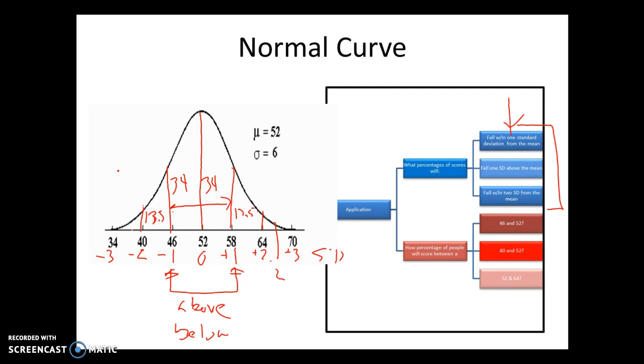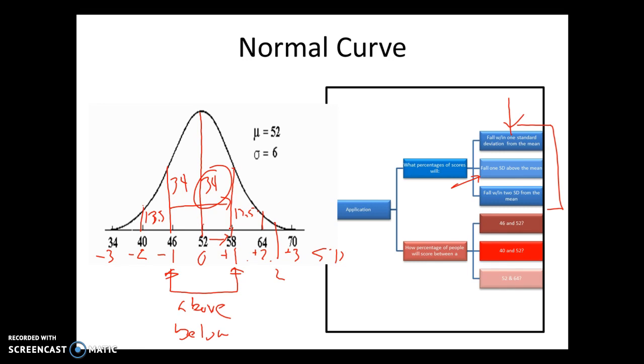The second question right here asks what percentage of scores will fall 1 standard deviation above the mean, right? So remember both of these, right? This is above and this is below. That's for the first question. But now I'm asking you a very specific question: above the mean. 1 standard deviation above the mean. So you just go there and then you look at what's between this line and this line. 34%.